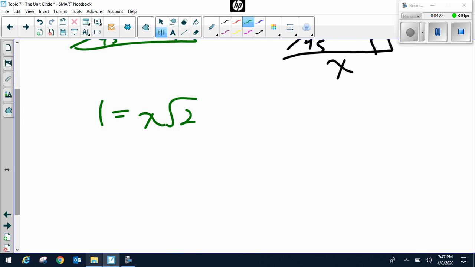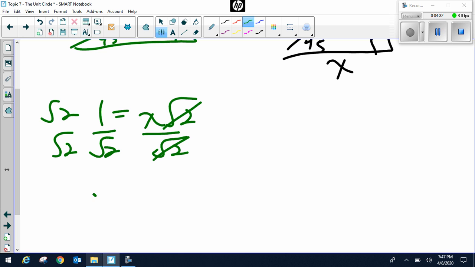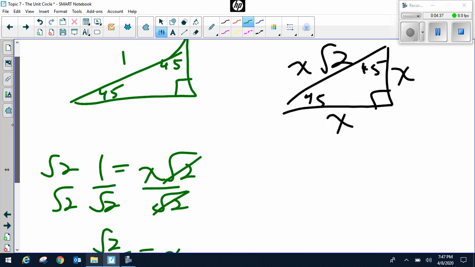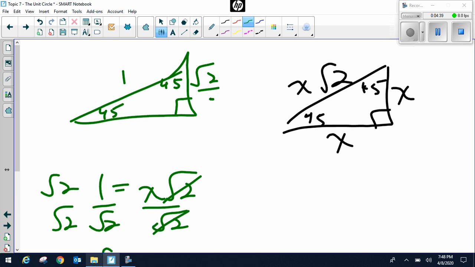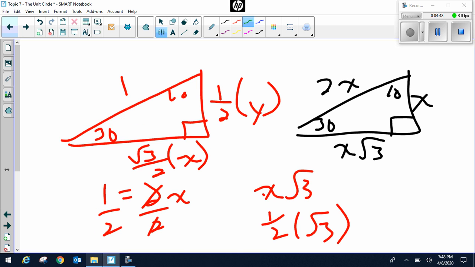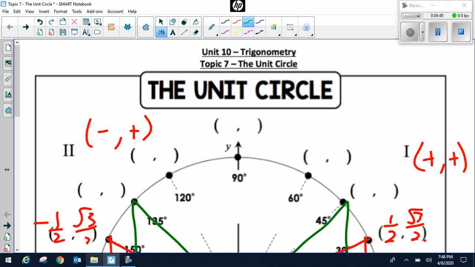But to find x, that means you have to divide by the square root of 2. And as we learned in the rational functions, you cannot have a square root in the denominator, so you got to multiply by the square root of 2. So what you end up getting is x equals square root of 2 over 2. And that's going to be your height and your base. Well, in the unit circle, we learned that the base is x, so it's square root of 2 over 2. And the height is y, which is also square root of 2 over 2.